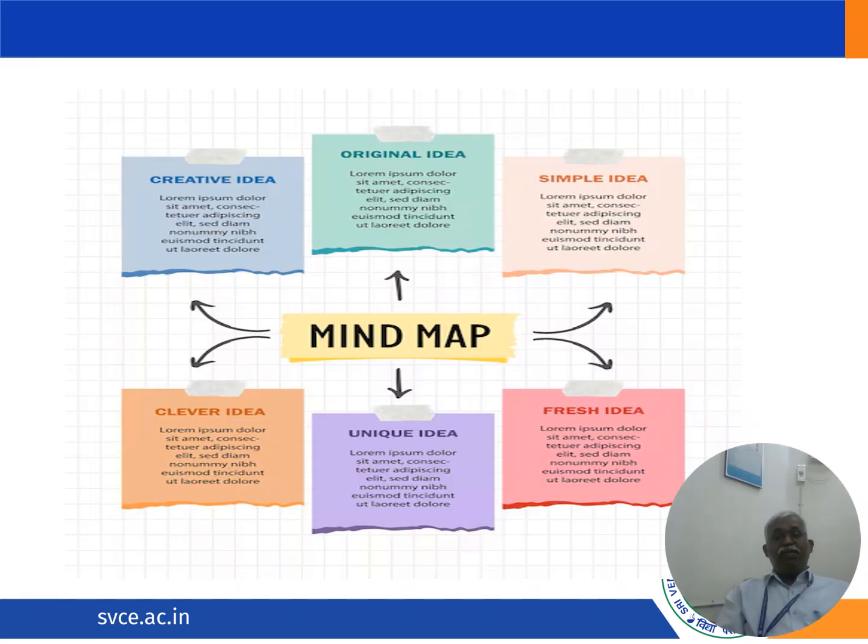Somebody comes with a fresh idea, we don't know where it is coming from. Unique idea: how to solve this problem, they have a uniqueness. Their thought is original, not copied from some other author. Original idea. Creative thinking, that is important. Creative idea. I will give a suitable example for that.